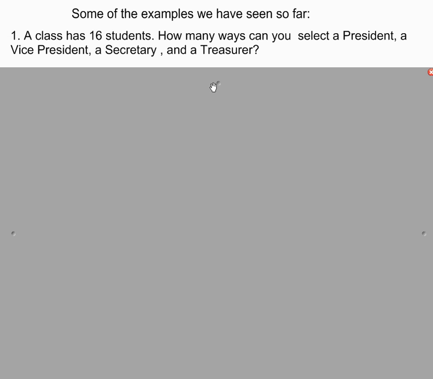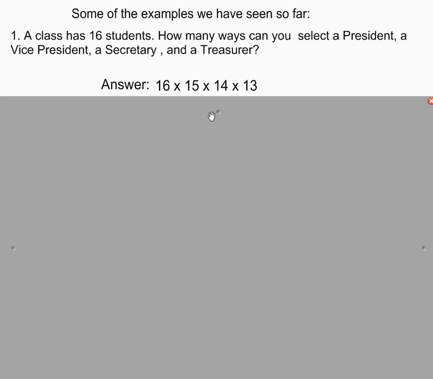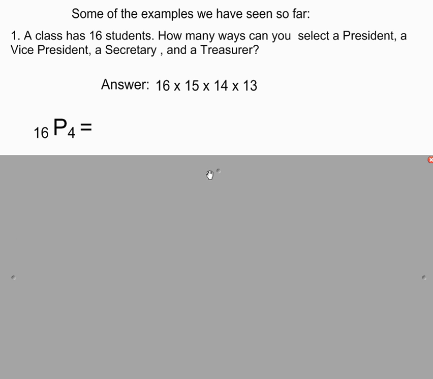So some examples we've seen so far. Remember the class of 16 students, and you can select the president, vice president, secretary, and treasurer. That was the answer. Well, I'm going to write that as a permutation. 16 students taken 4 at a time, so that's 16 times 15 times 14 times 13, just what we did before.